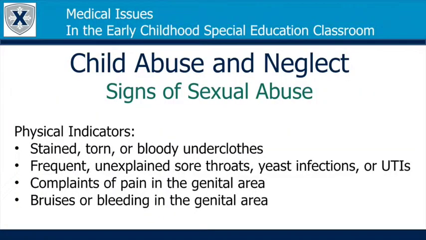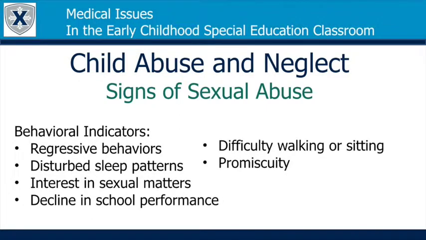And they're going to complain. They could have complaints about pain in the genital area. There could be visible bruises in that area, and there could also be some bleeding. That just depends. They could have disturbed sleep patterns. They would have an interest in sexual matters, and there could also be a decline in their performance at school, and it could be difficult to walk or sit.